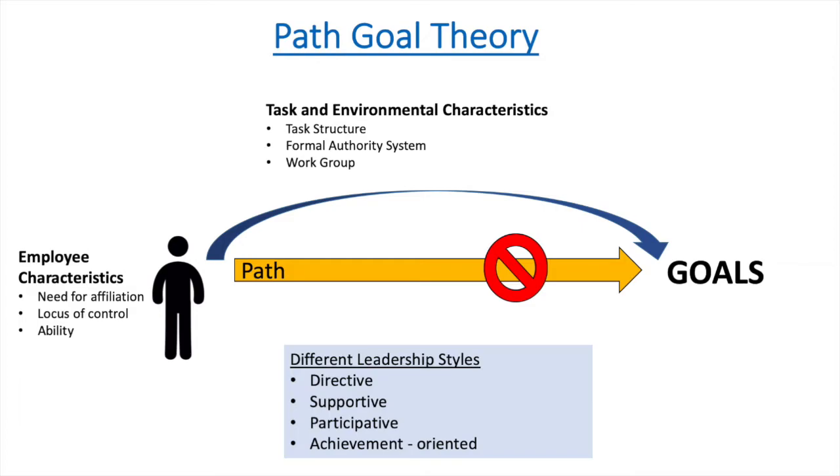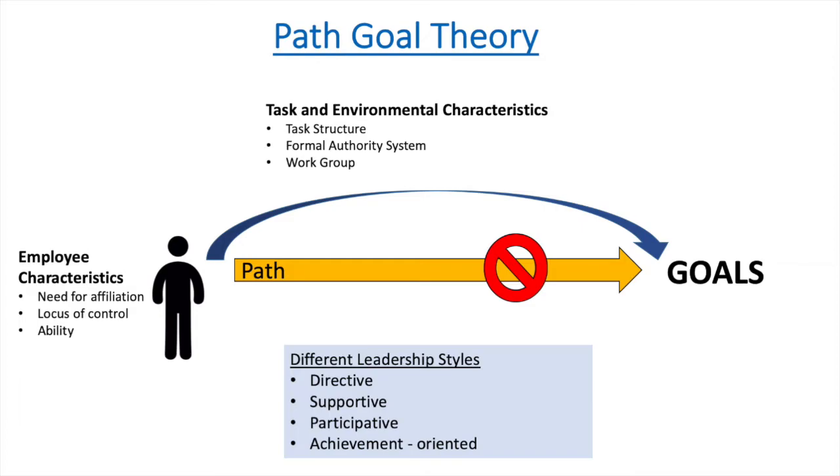And an employee with a low need for affiliation might be more suitable towards an achievement-oriented leadership style. Now the next one, locus of control. Locus of control is about how much control a person believes they have over things that happen to them. Now, there are two types of locus of control. There's internal locus of control and there's external locus of control.